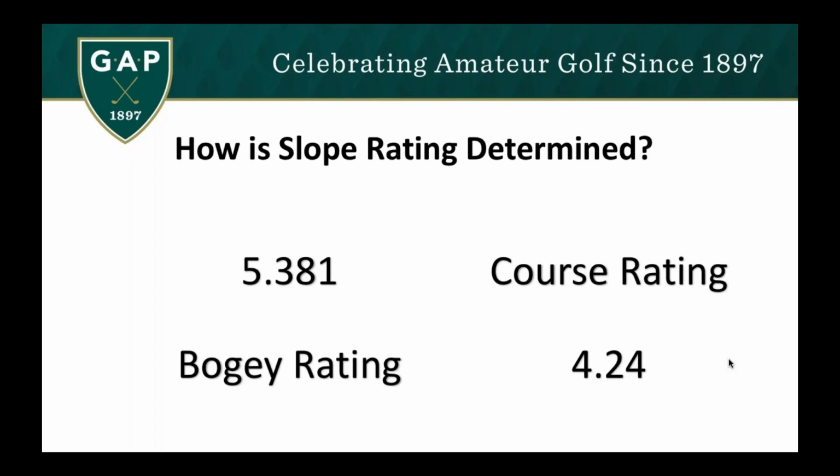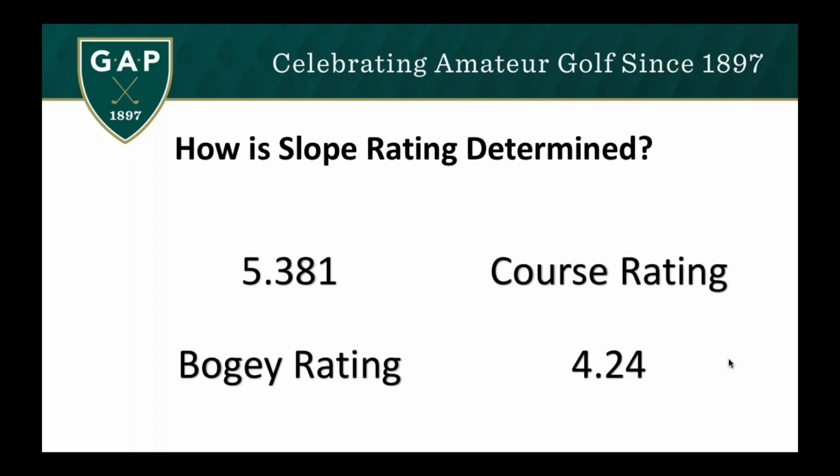Yeah, so John mentioned it early on, the book definition. It looks at the difference between the course rating and the bogey rating, and that number is multiplied by a constant. These constants are represented on the page. 5.381 is actually the men's constant. For women, it's 4.24. They're multipliers essentially. So basically, 5.381, everybody asks where that comes from.